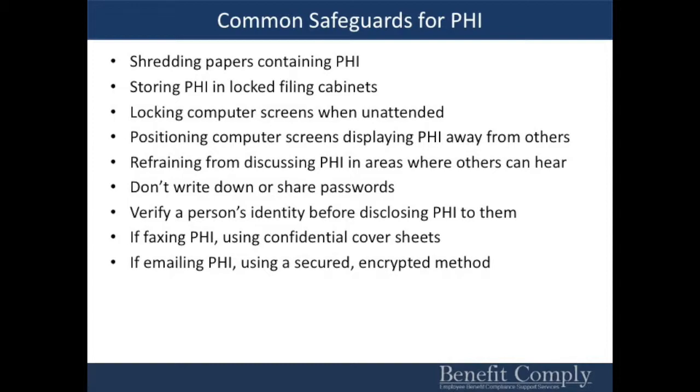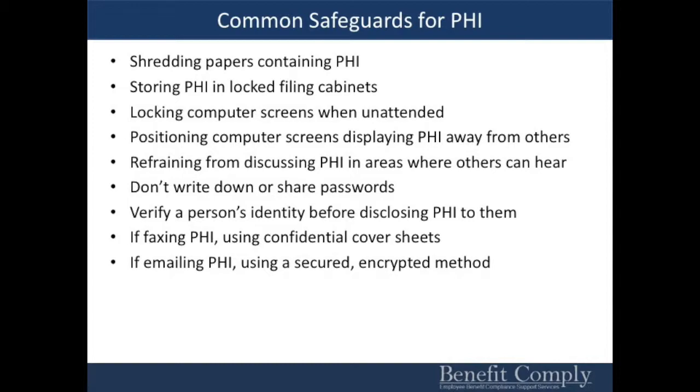So what are some common ways that employers ensure that their PHI remains safeguarded and safe from unauthorized access or use or disclosure? There are no prescribed safeguards in the privacy rule, but this is a list of some of the more common approaches we see companies adopt. Shredding papers containing PHI instead of simply tossing them into the wastebasket. Making sure all PHI is stored in locked filing cabinets and that access to the keys to those filing cabinets is controlled. Locking computer screens when left unattended.